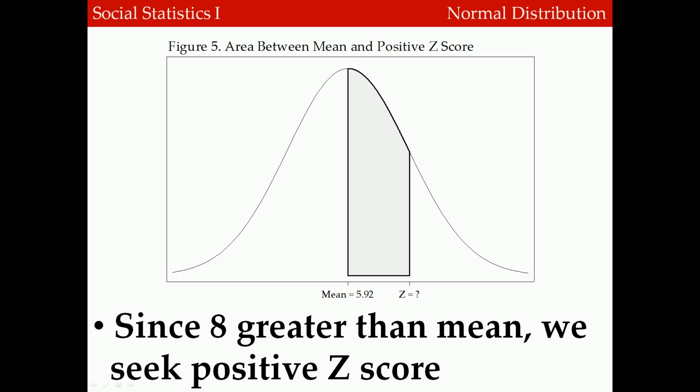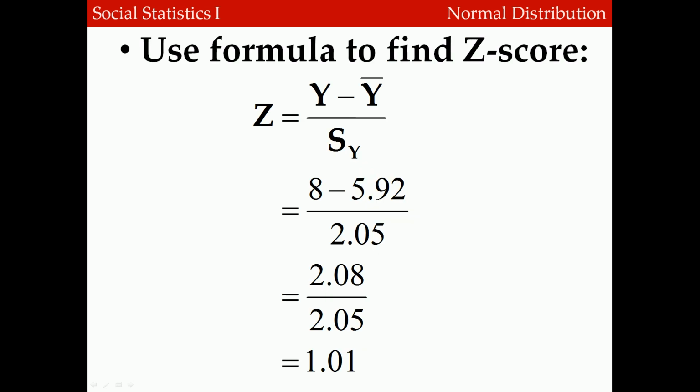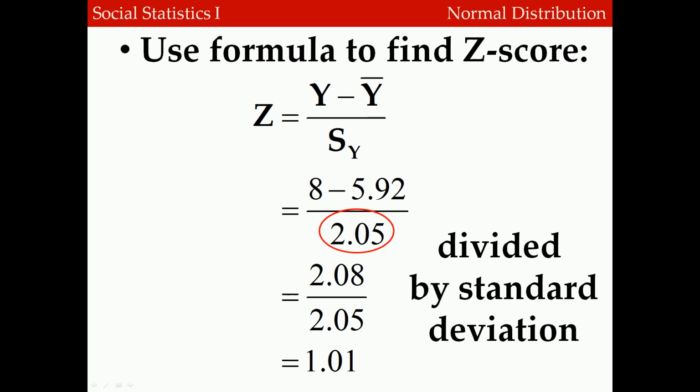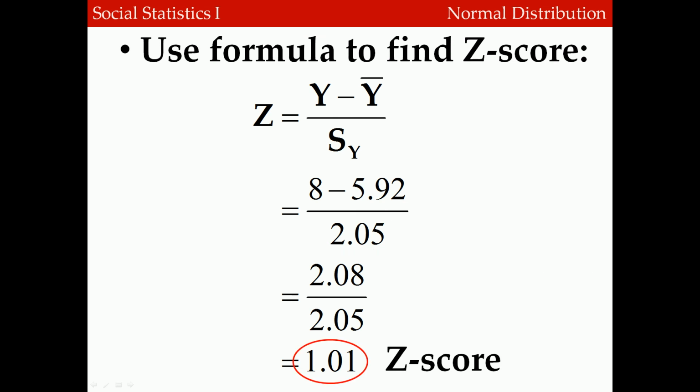And so we have to take 8 and we have to turn it into a z-score. We're going to use the following formula. And the formula tells us to take 8, our raw score, subtract the mean, 5.92, and divide it by the standard deviation, 2.05. When we do the arithmetic, we get a value of 1.01, and that's our z-score. And our z-score tells us that 8 is over 1 standard deviation above the mean.